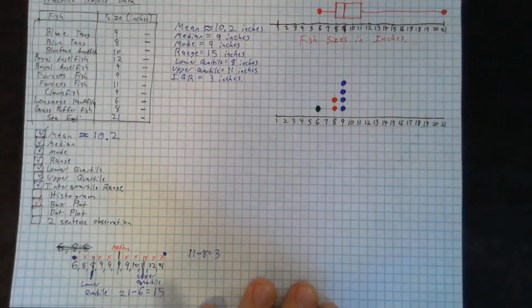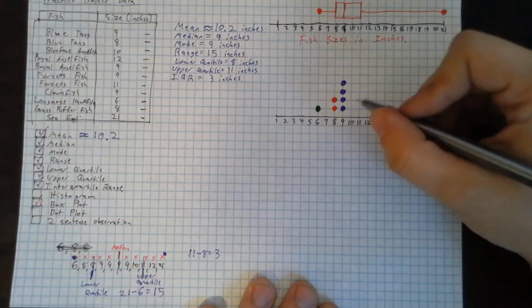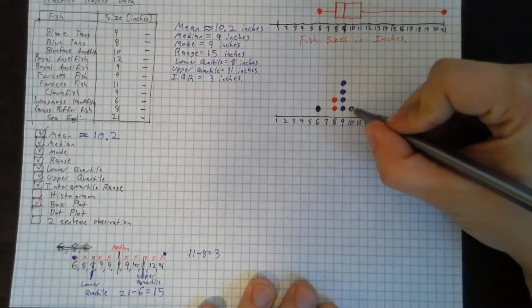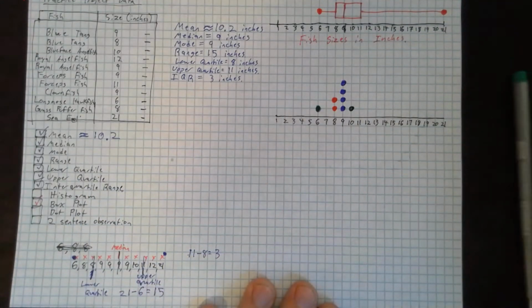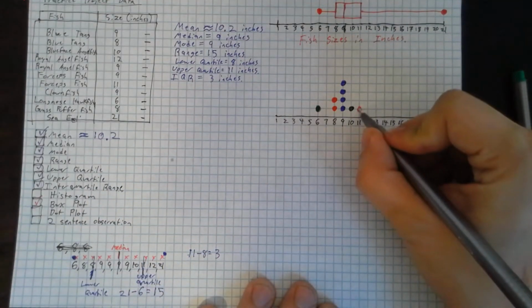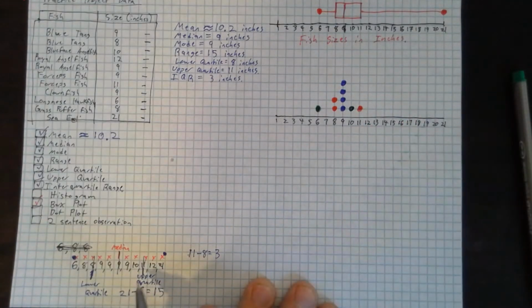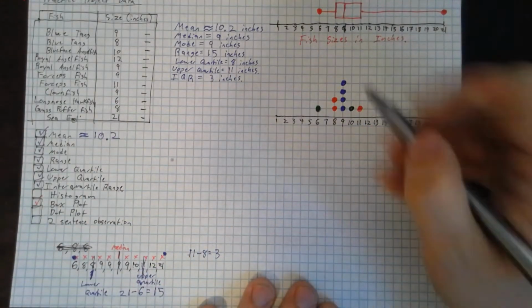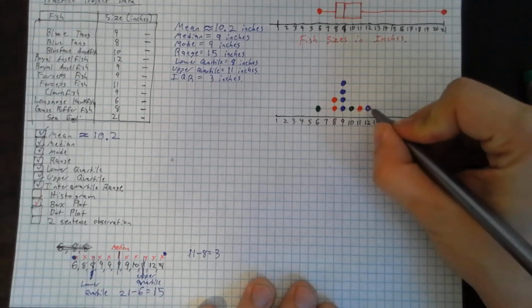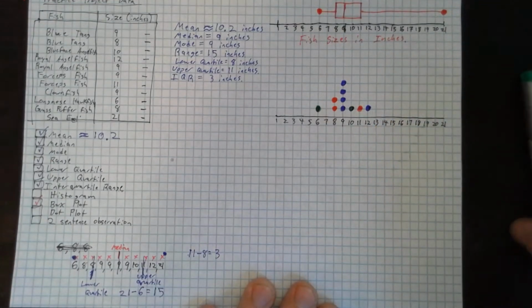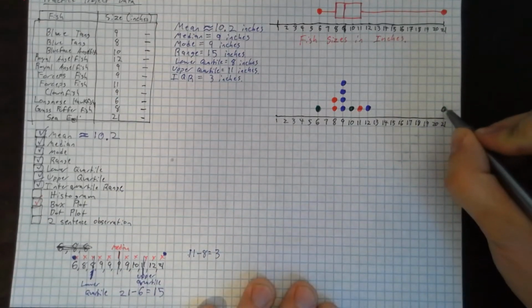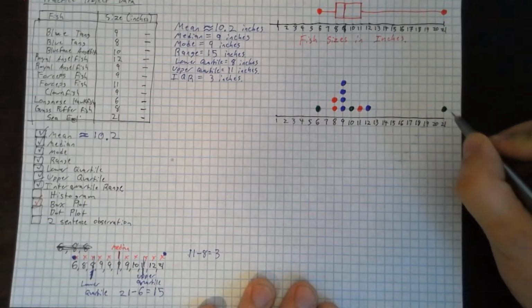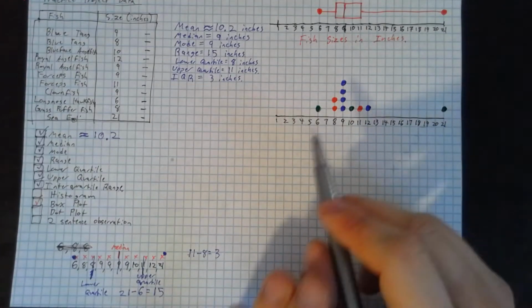We're then going to see how many 10s do we have. We have only 1 fish that was 10 inches. We have 1 fish that was 11 inches. And we have 1 fish that was 12 inches. And then finally, last but not least, we have 1 fish that was way over here, and that was 21 inches. And again, we're starting to see a pattern.